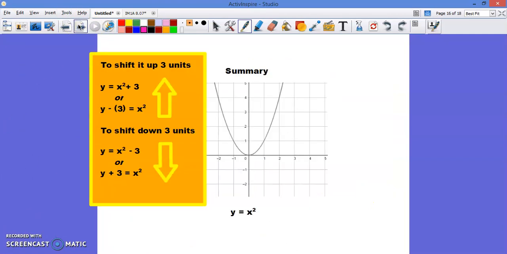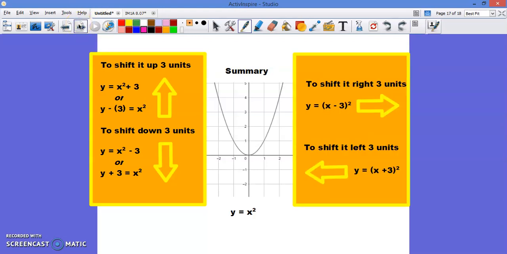Awesome. Hey, so let's summarize this really quick. If we're trying to shift a parabola up, all you're going to want to do is add however many units you're shifting it up to the very end of your equation, or alternatively, you could subtract it from the y value. If we're trying to shift a parabola down, just subtract from the end of the equation, or alternatively, you can add to that y value.